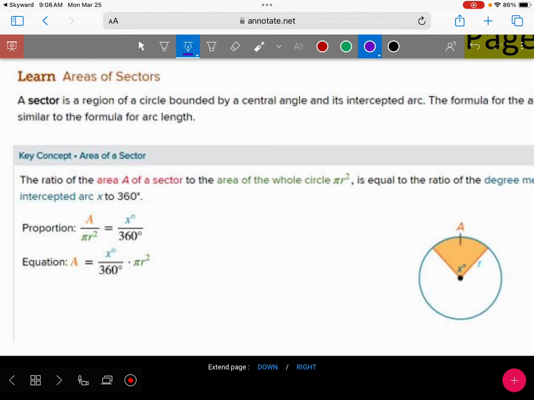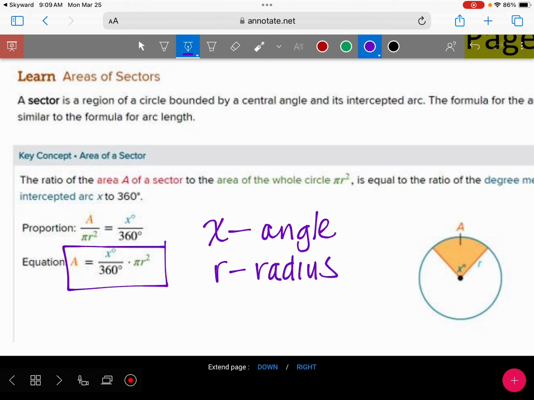I need to know the angle. So I need to know x, which is the angle of the slice. Okay, we know that the whole circle is 360 degrees. But whatever slice I'm trying to find the area of, I need to know the angle of that slice. But instead of calling it a slice, we call it a sector. And we need to know the radius. And this is your formula. It's x over 360 equals pi r squared.